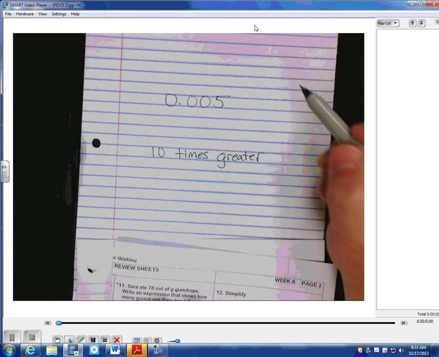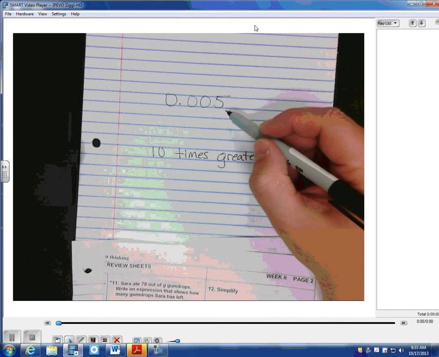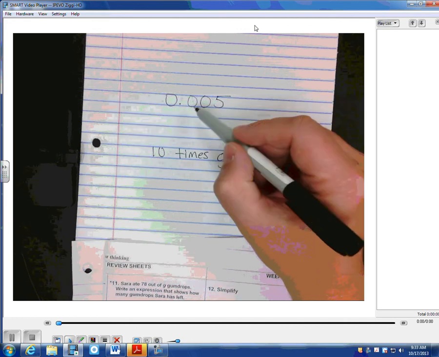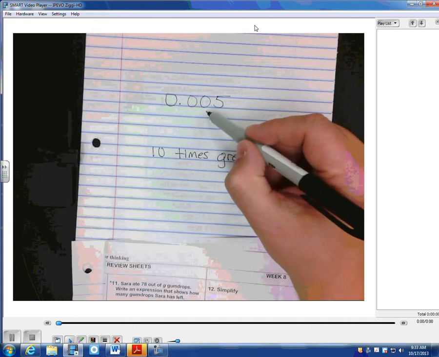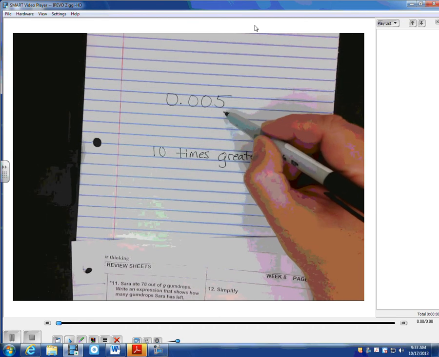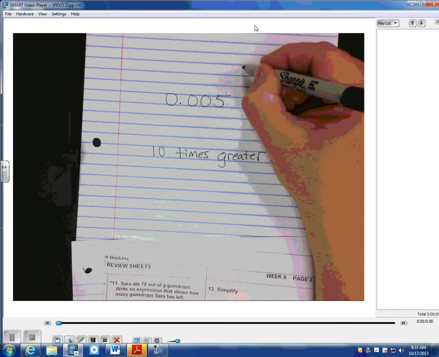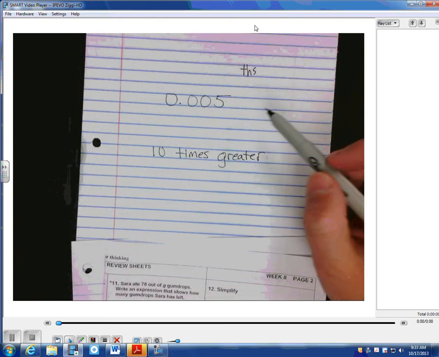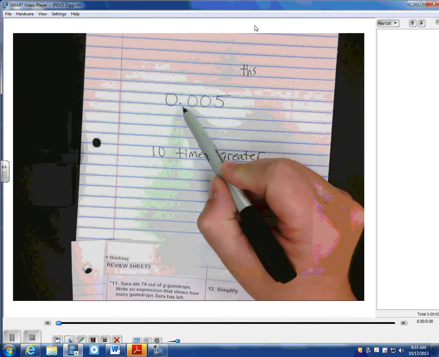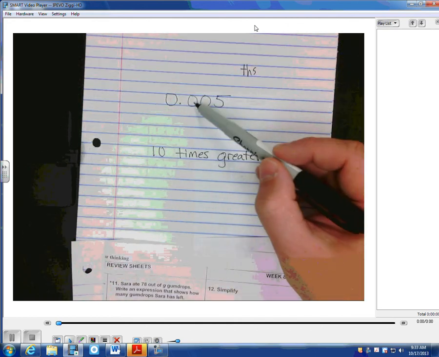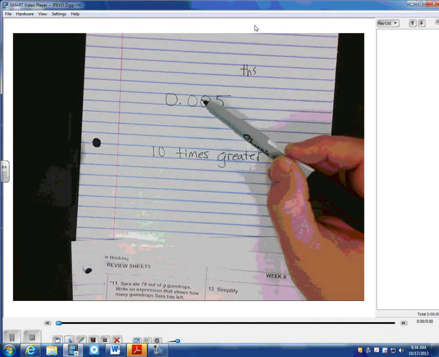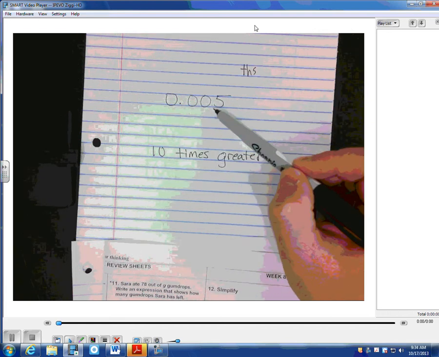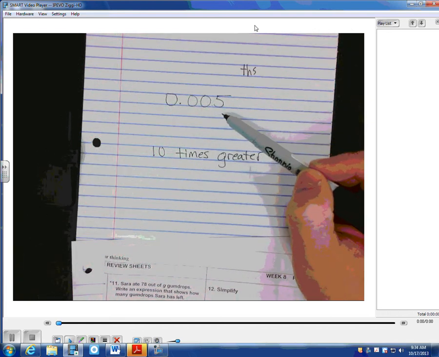So if this is my number 5 thousandths, just a refresher, this is your tenths place, this is your hundredths place, and this is your thousandths place. And again, we end all decimals with the THS. It's not hundreds, it's hundredths. And that decimal just tells me that this is a number less than a whole, less than 1. Here's my whole number, which is 0. And then this is the decimal part. So I have 5 thousandths of the whole.